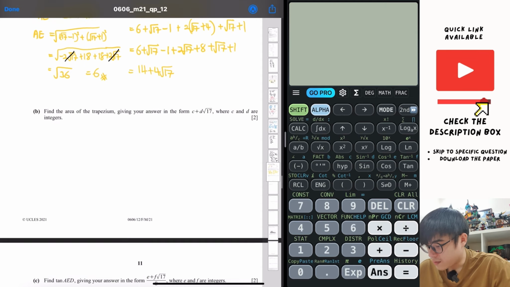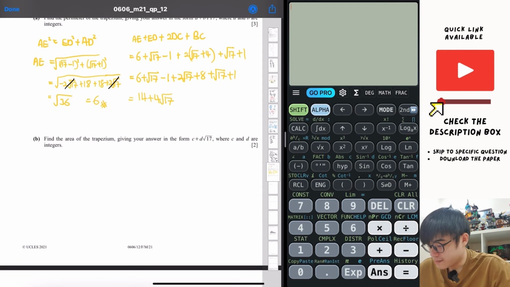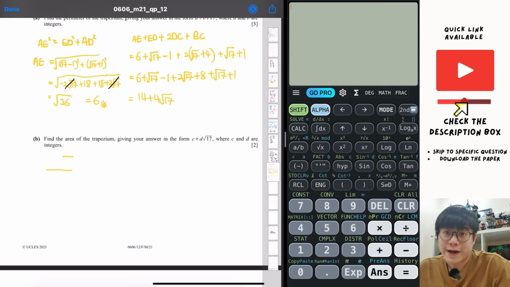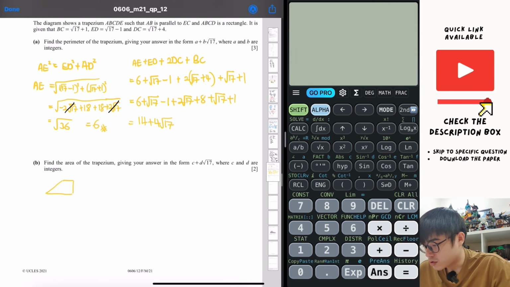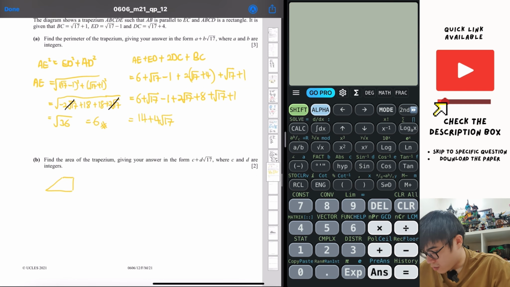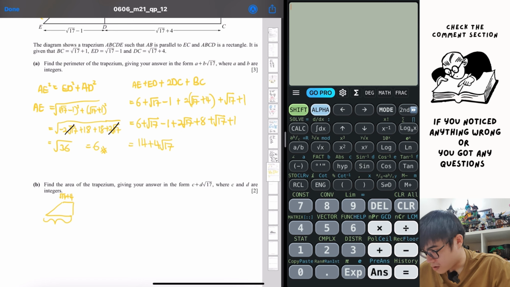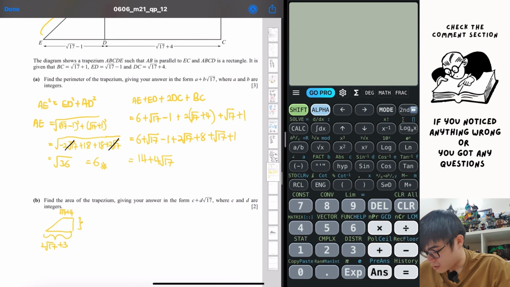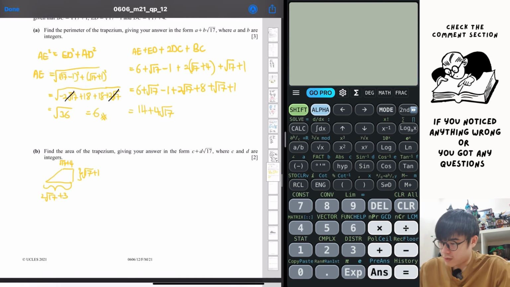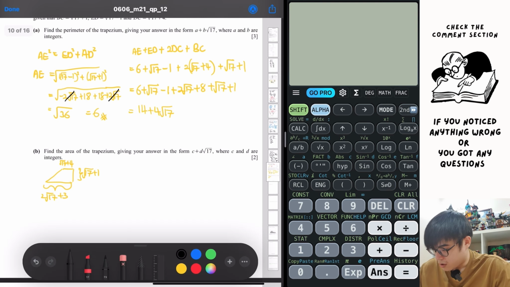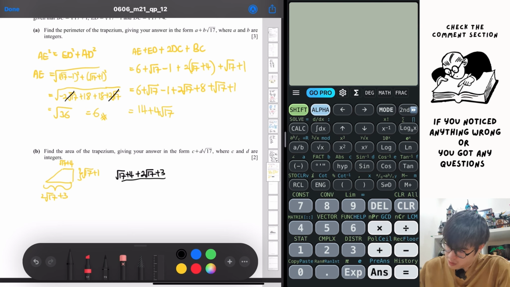Moving on, we have B, where they ask you to find the area of the trapezium. For our trapezium formula, you can either split it into a triangle and a rectangle, or you can just use the formula straight up. Over here, I'm going to show you how to use the formula. The formula we are using here should be top plus bottom, divided by 2 and multiplied with the height here.